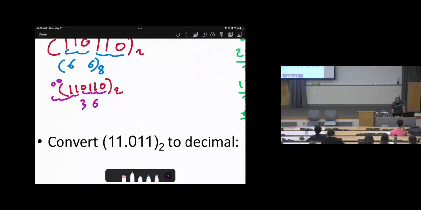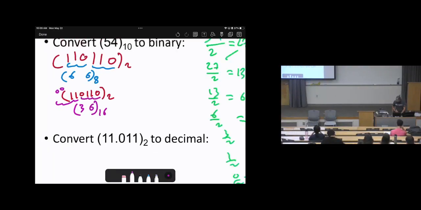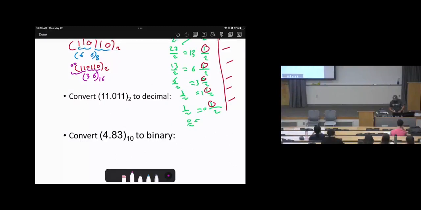So as a result, it will be 36 hexadecimal. Okay? Any questions? Okay. Another example. Now we're trying to make it more complicated. How can we handle it?